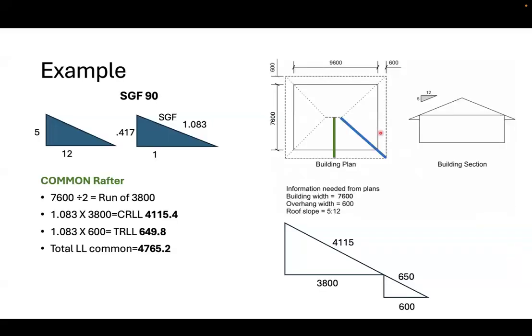And for the hip jacks, they also use the SGF 90, right? Because they run at 90 degrees to the plate, not at the 45. So we just have to find the run of that hip jack and again multiply it by the slope gain factor to find the actual sloped length. So for the hip rafter, SGF 45, right?